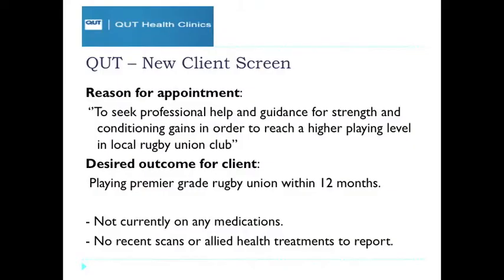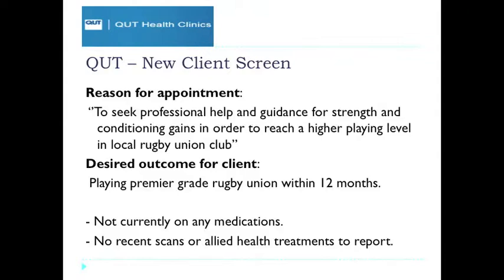When the client first sat down with the practitioner, he was first taken through the QUT Exercise and Movement Clinic New Client Screen. He was asked for the reason for making the appointment, to which he replied, to seek professional help and guidance for strength and conditioning gains in order to reach a higher playing level in his local rugby union club. For the past 2 seasons, the client has found himself only being picked in his club's reserve grade side. Based on this, a desired outcome would be to be playing Premier Grade rugby this coming season.